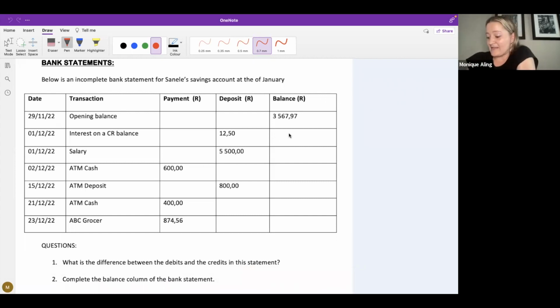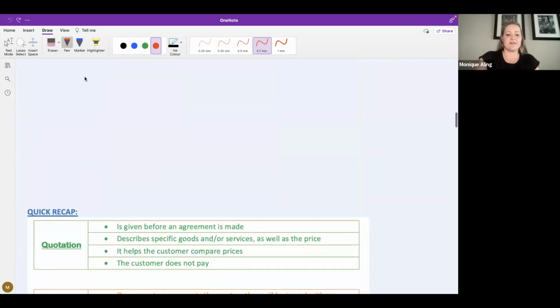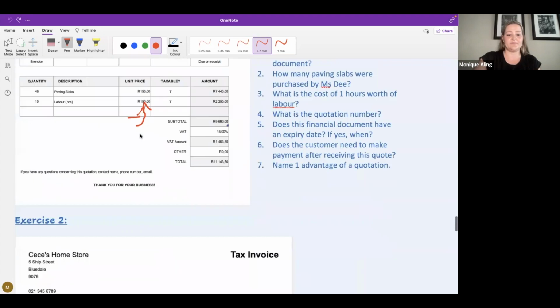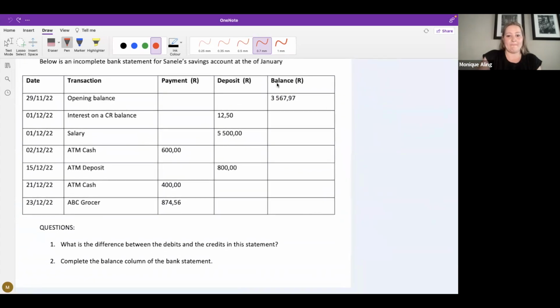Okay, so the opening balance, that means Zanele started with 3,567.97 in the bank account. Okay, that's what he began with.